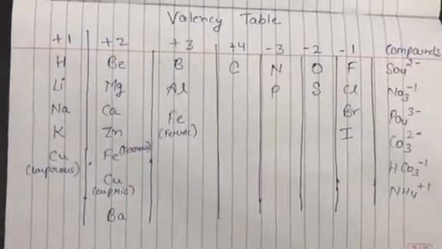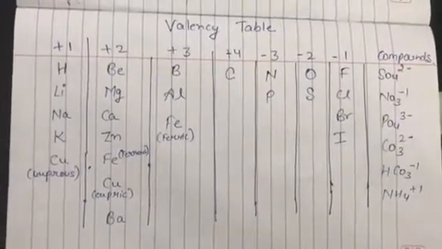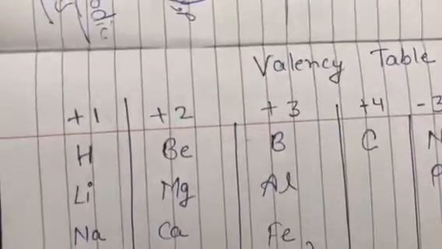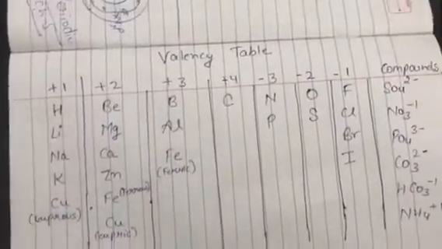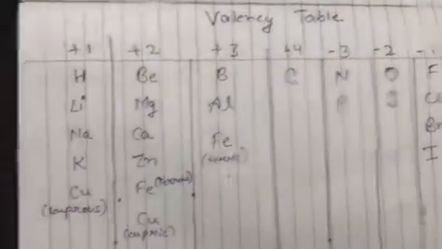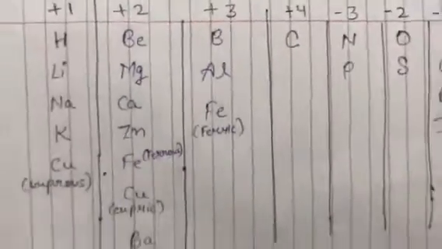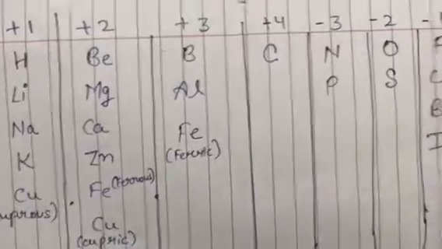So first of all, I am telling you the oxidation state. I wrote these symbols like +1 +2 +3 +4 -3 -2 -1. These are oxidation states, or you can say valency. Valency of elements, these all are elements, and these are compounds which are formed by combination of elements.